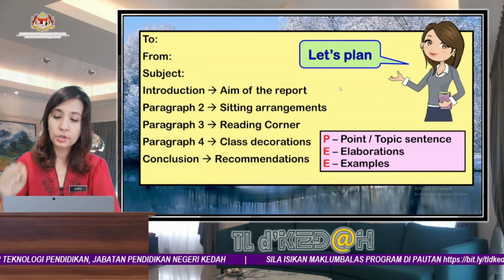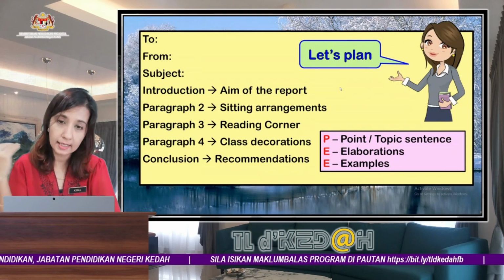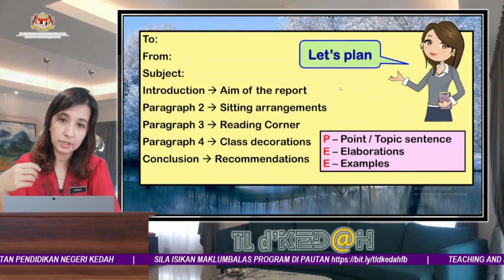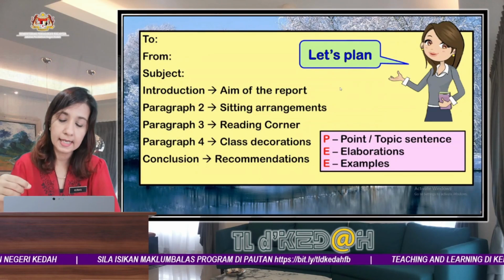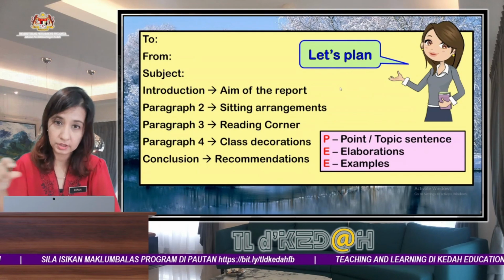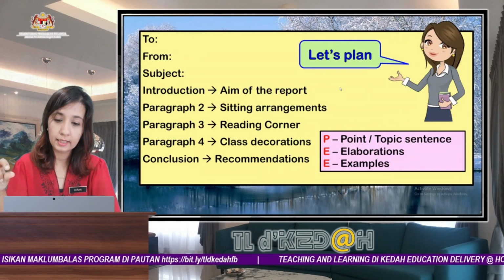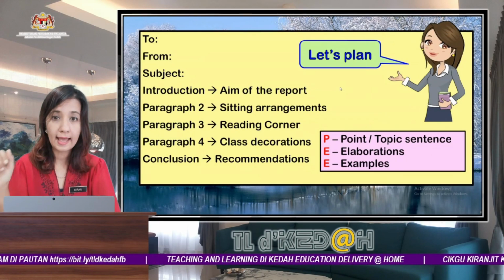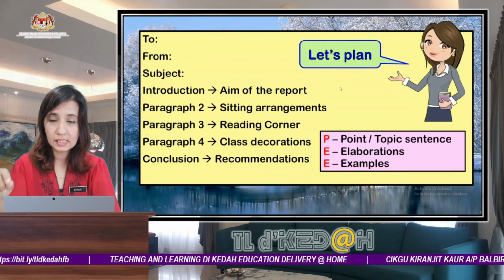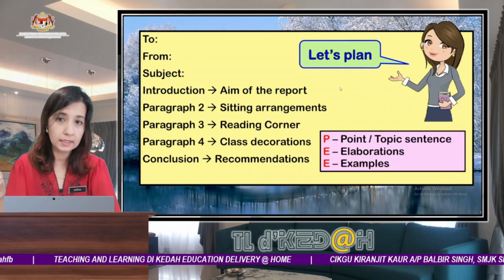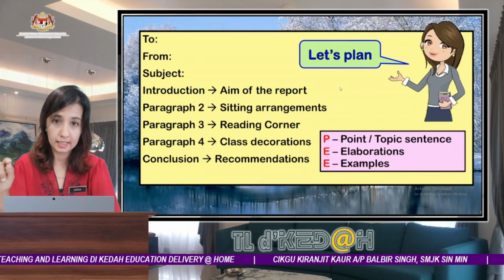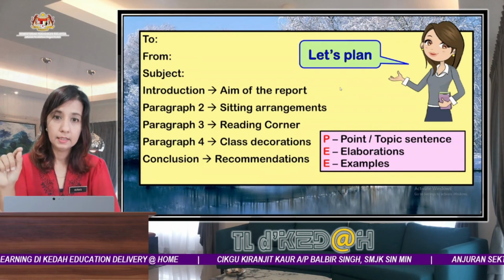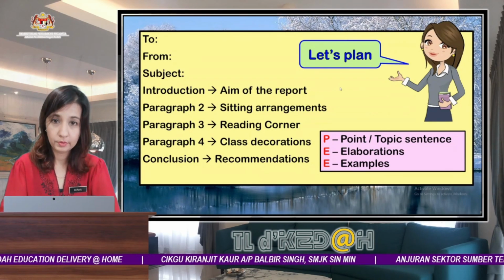Okay? So don't forget the PEE. Once I already shared this in some of my videos. The PEE, P stands for the point, the main point or the topic sentence. Okay, E, elaborations, and another E is the examples. Remember, this is B2 level. Just mentioning the points, you may not get the content marks. You have to give some examples of elaboration.